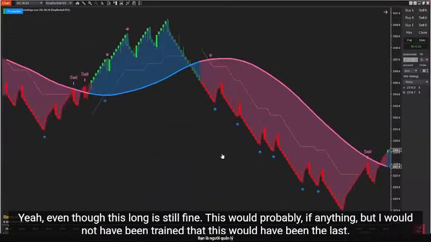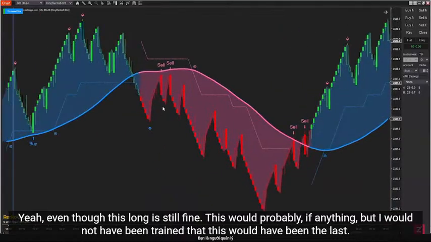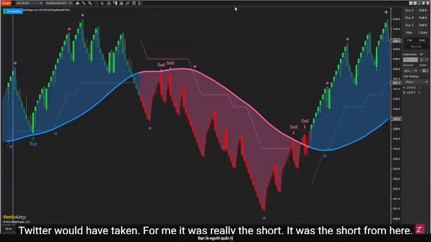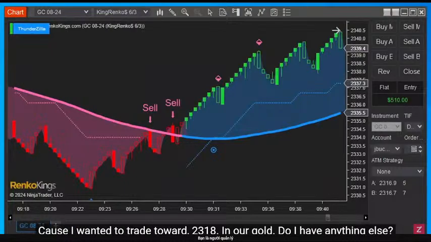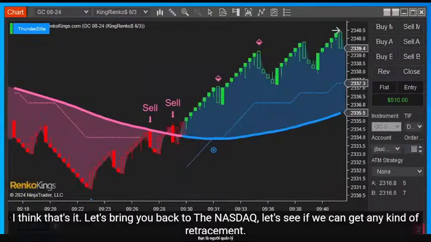For me, it was really the short. It was the short from here, because I wanted to trade toward 23.18 in gold. Do I have anything else? I think that's it. Let's bring you back to the Nasdaq. Let's see if we can get any kind of retracement to trade.